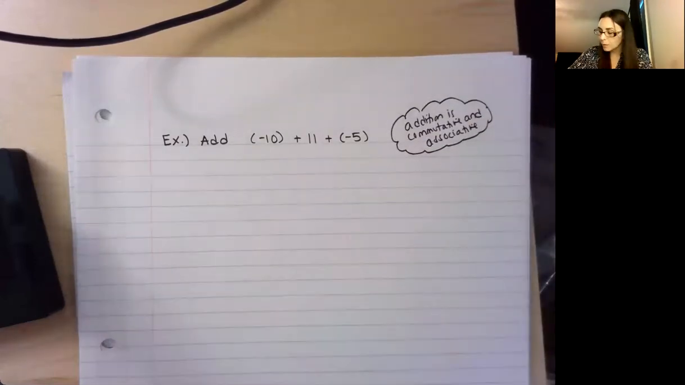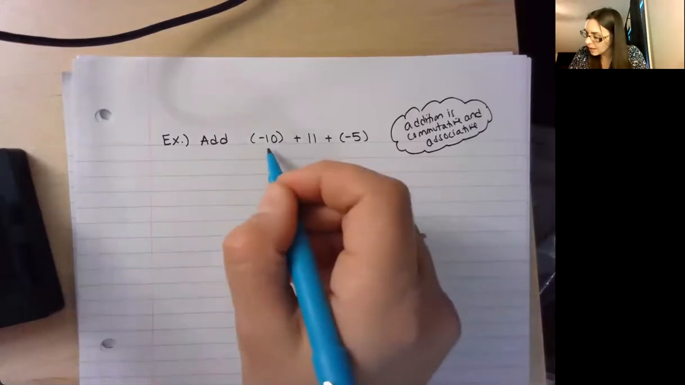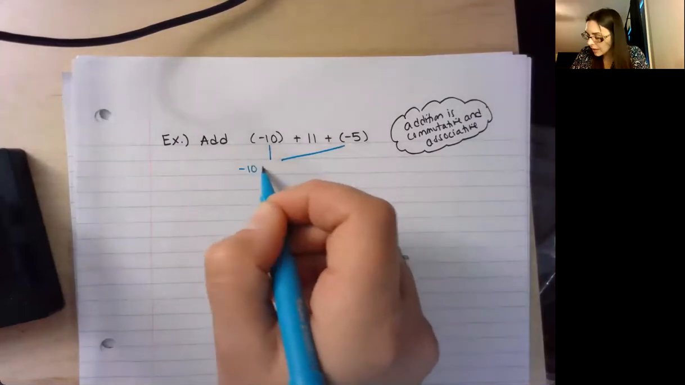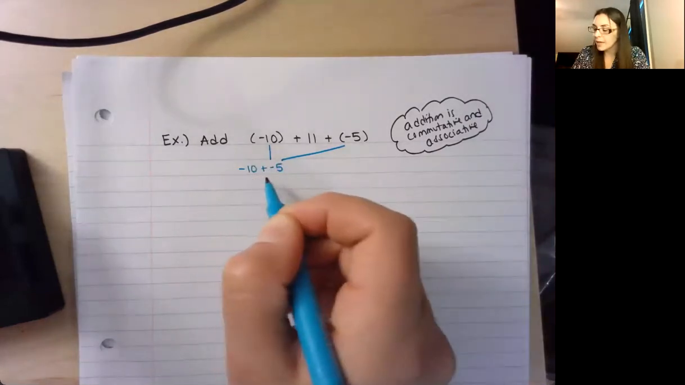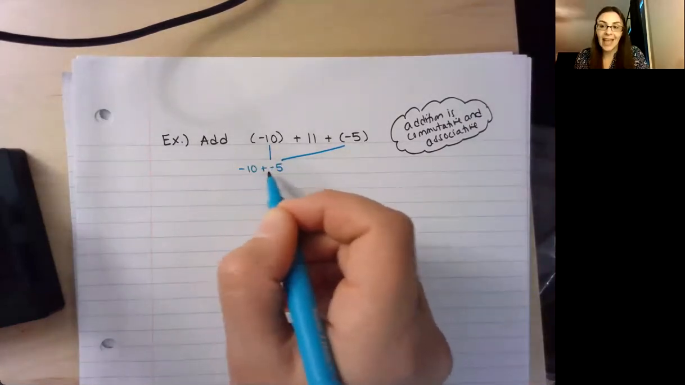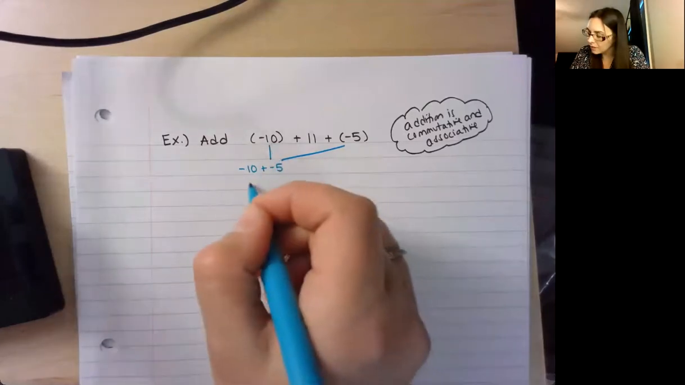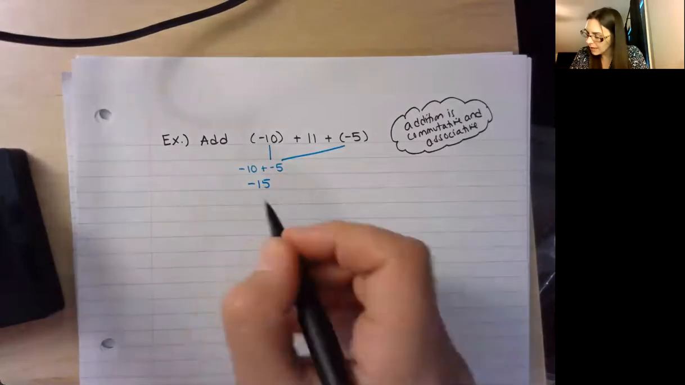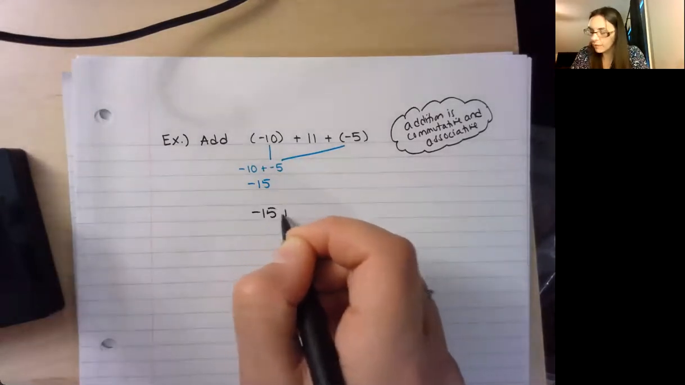So what a lot of people will do is they'll put their same signs together. So they'll do their negative 10 plus negative 5 first. And because they're the same sign, we can just add them and get negative 15. So my problem now becomes negative 15 plus 11.